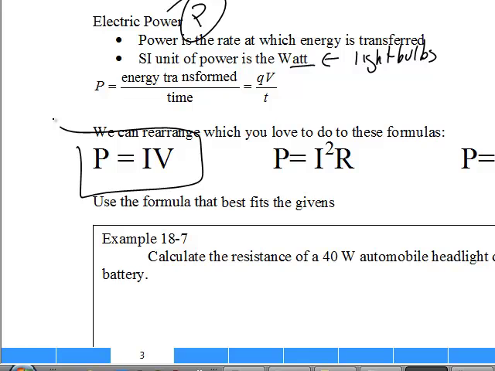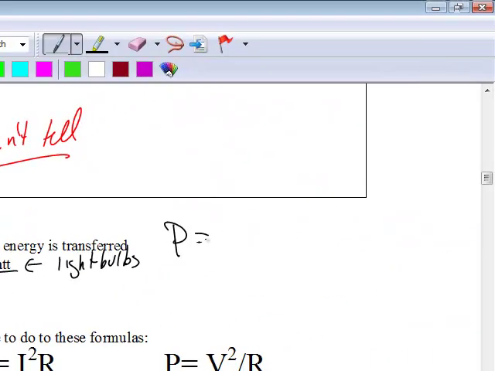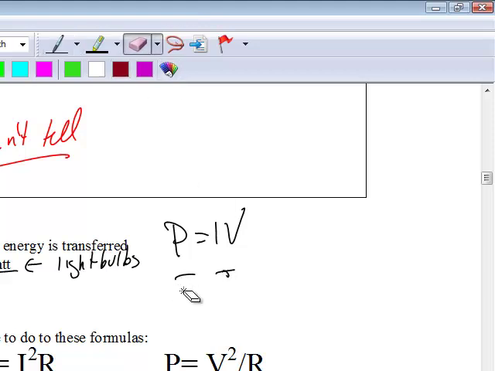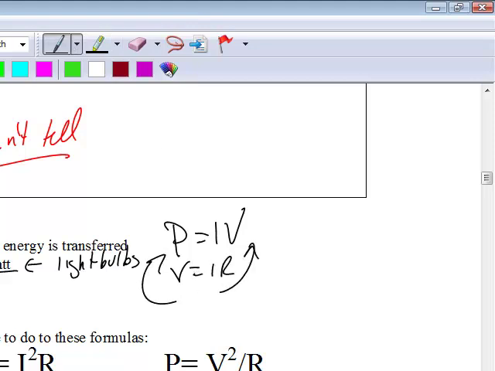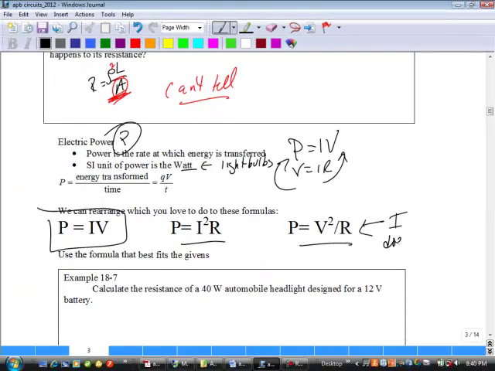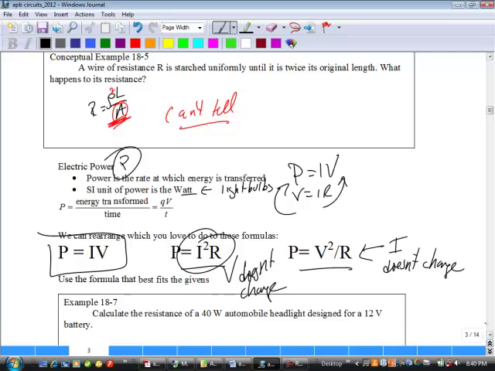P equals IV. If we know P equals IV and V equals IR, we can substitute this in 1,000 different ways to get these equations right here. Be familiar with them because depending upon what stays constant is what you will use. You'll use this way when I doesn't change. You're going to use this equation when V doesn't change. And so just depending upon what you're given will determine which equation for power you will use.